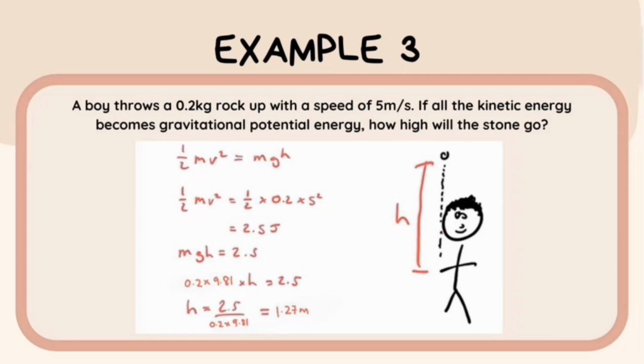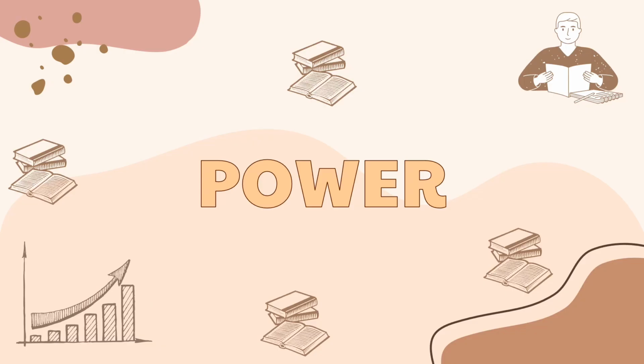So 0.2, the mass, multiplied by 9.81, the gravitational acceleration, multiplied by height equal to 2.5. So height equal to 2.5 divided by 0.2 multiplied by 9.81. So the height of the stone that we got here is 1.27 meter. So that's all the explanation about the energy.